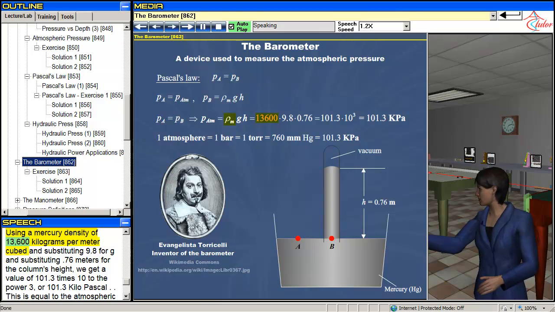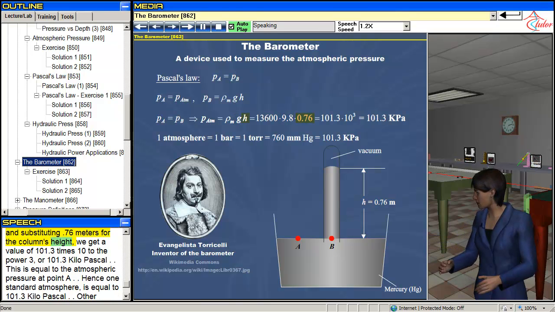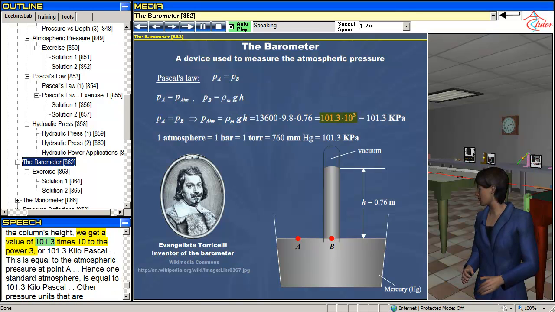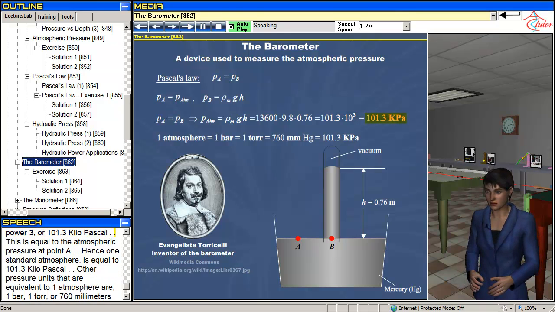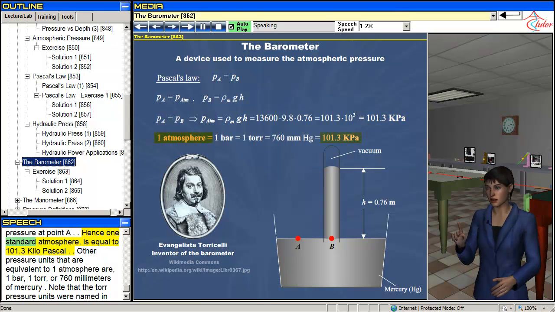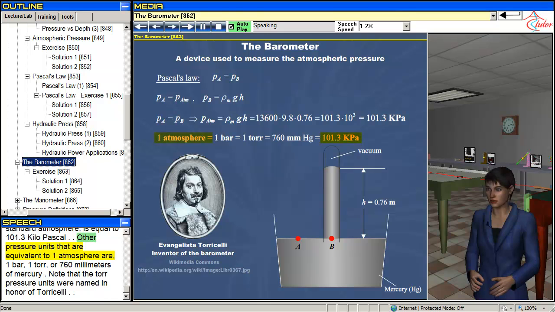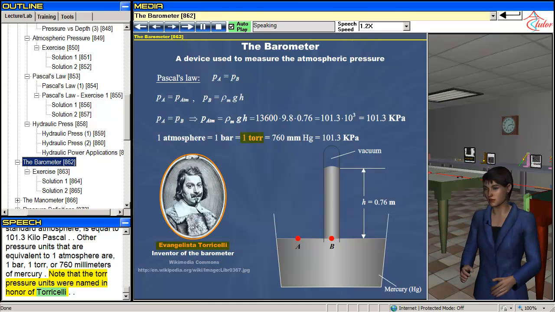Using a mercury density of 13,600 kilograms per meter cubed, and substituting 9.84 for g, and substituting 0.76 meters for the column's height, we get a value of 101.3 times 10 to the power 3, or 101.3 kilopascal. This is equal to the atmospheric pressure at point A. Hence 1 standard atmosphere is equal to 101.3 kilopascal. Other pressure units that are equivalent to 1 atmosphere are 1 bar, 1 torr, or 760 millimeters of mercury. Note that the torr pressure unit was named in honor of Torricelli.